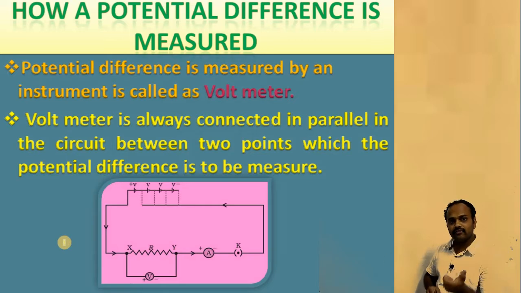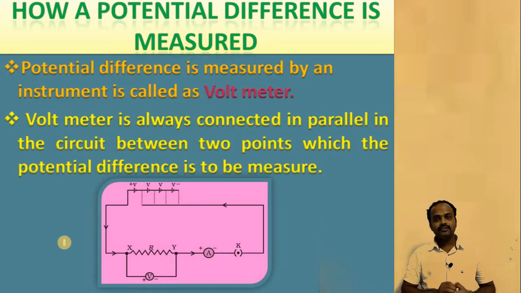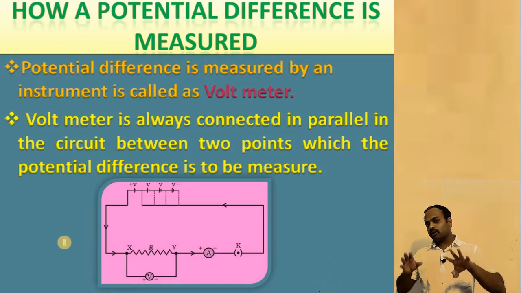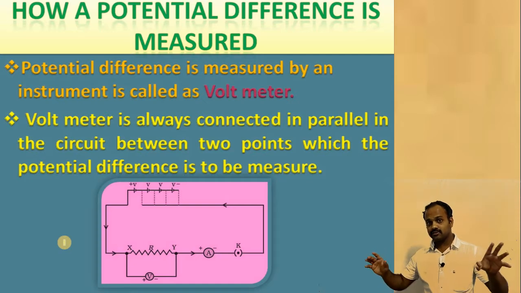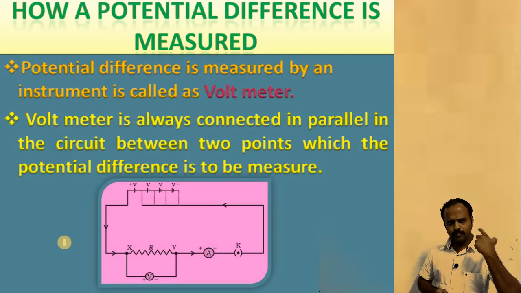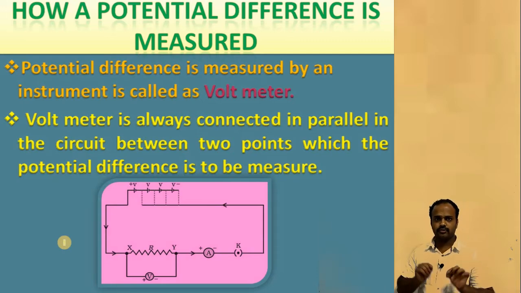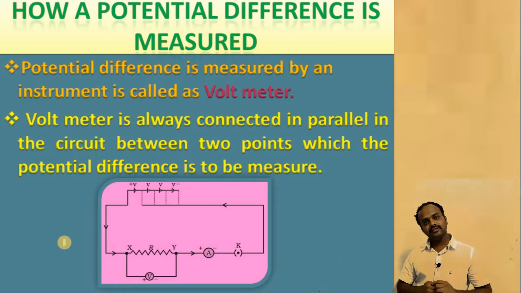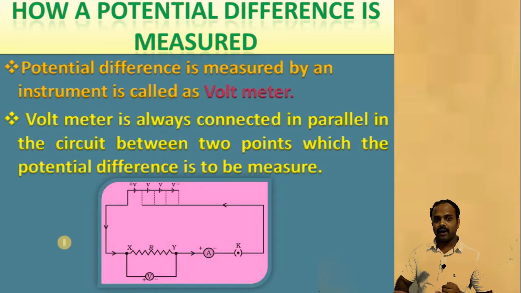Potential difference is measured by a device called a voltmeter. A voltmeter is a device which measures the potential difference across 2 points. Across the 2 points where the potential difference has to be measured, there the voltmeter is connected. The voltmeter is always connected in parallel.